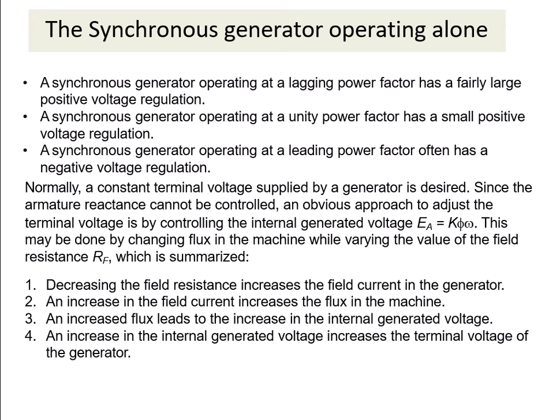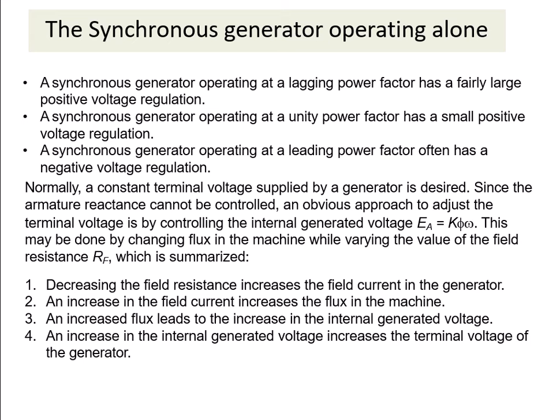A synchronous generator operating at a lagging power factor has a fairly large positive voltage regulation. A synchronous generator operating at a unity power factor has a small positive voltage regulation, and a synchronous generator operating at a leading power factor often has a negative voltage regulation. Normally, a constant terminal voltage supplied by a generator is desired.